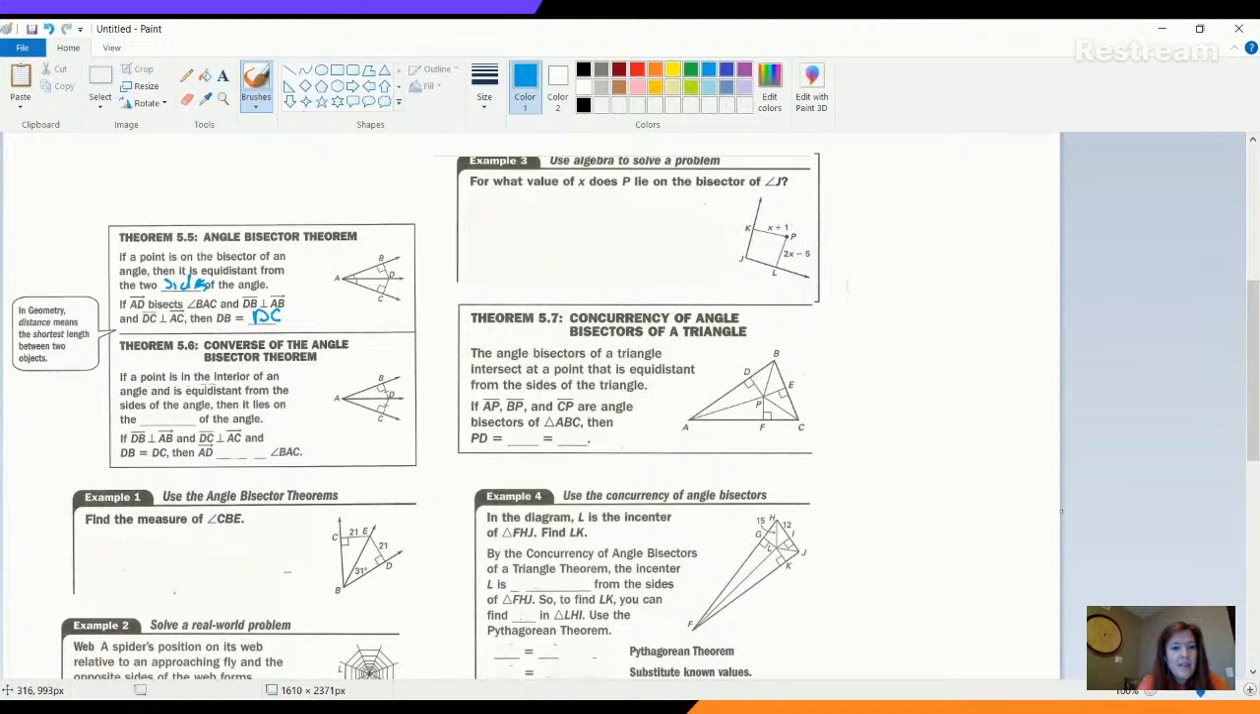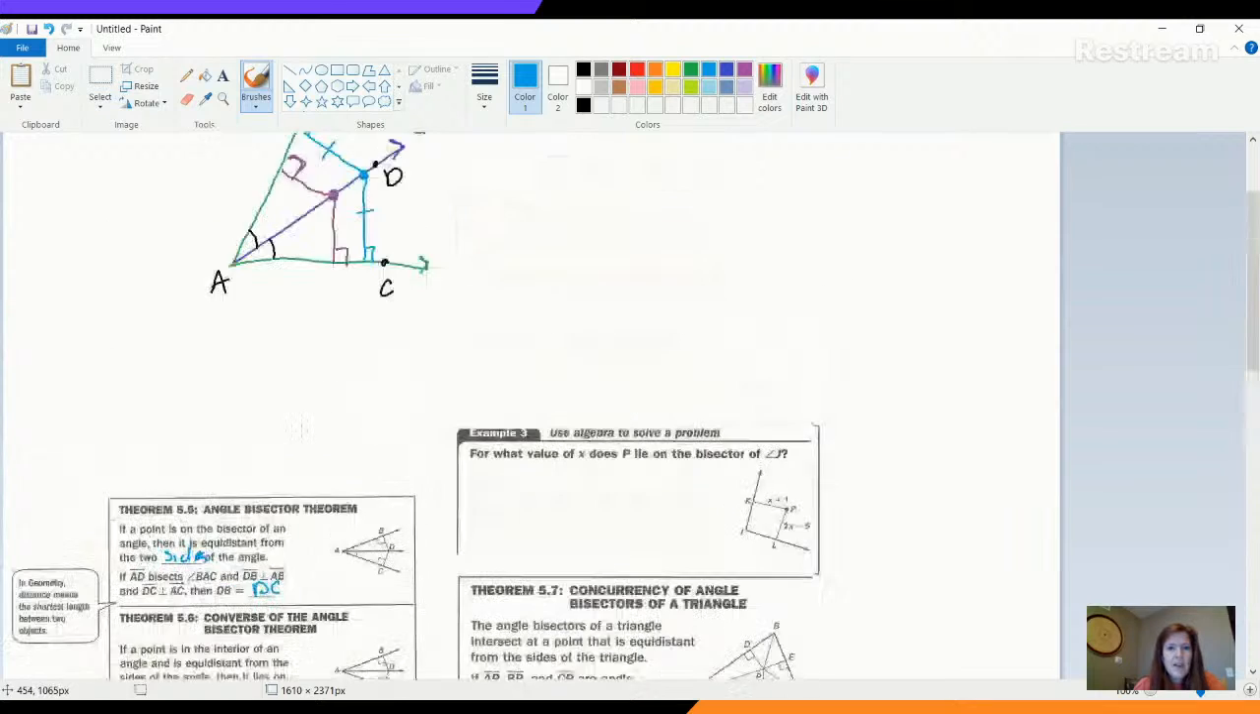It says if a point is on the interior of an angle and is equidistant from the sides, then it lies on the bisector of the angle. Okay, so if DB is perpendicular to AB and DC is perpendicular to AC and DB is equal to DC, then ray AD bisects BAC.